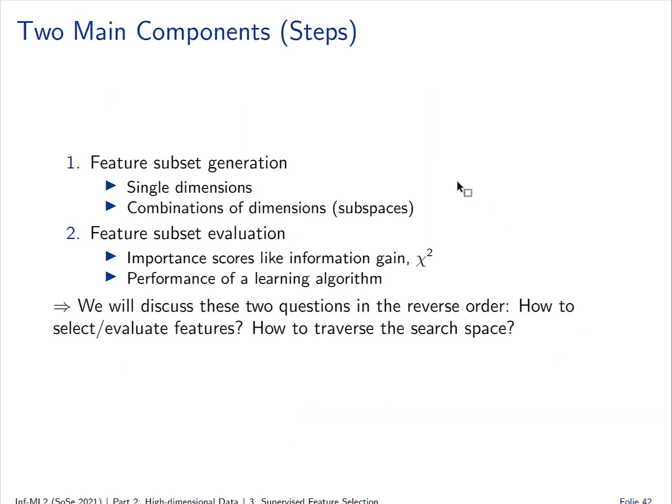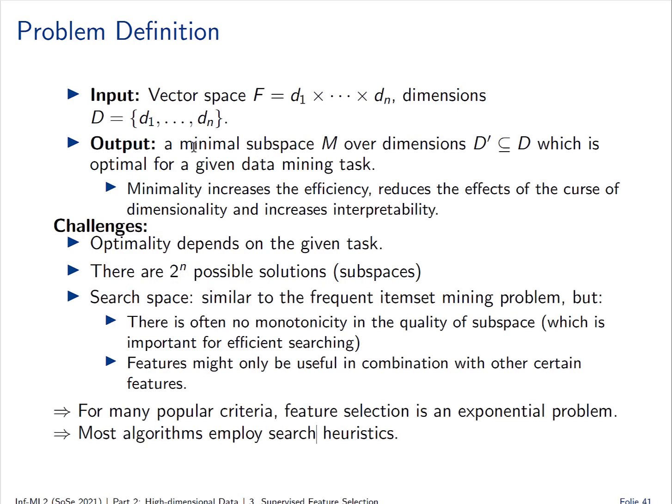And now typically we have two main components when we talk about feature selection. So the first step is that we need to think about how to generate feature subsets, how to generate those subspaces that are candidates for the optimal one. The optimal one is minimal and optimal for a given task.